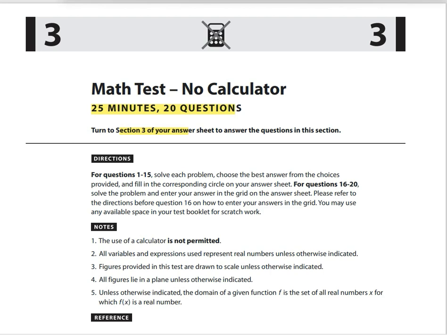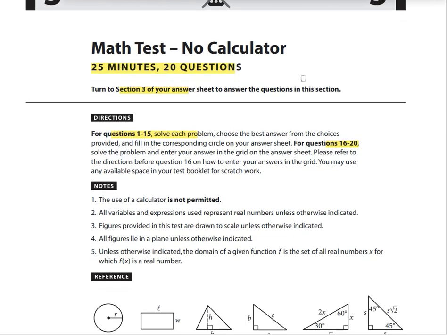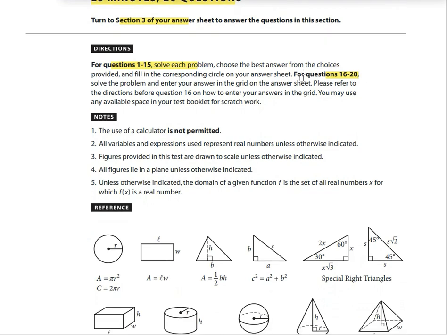Questions 1 through 15 are bubble in, and then 16 through 20 are going to be grid in. So we'll look at those in particular. Specific notes: you can use any space available in your test book for scratch work, so you can write on the test book. I get that question quite frequently. Again, calculator is not permitted.